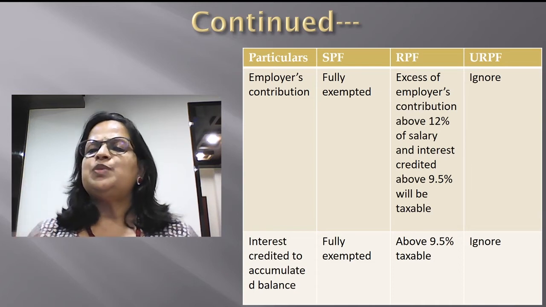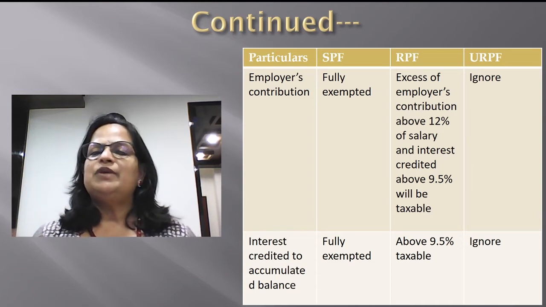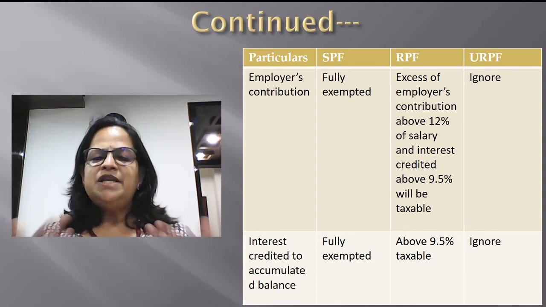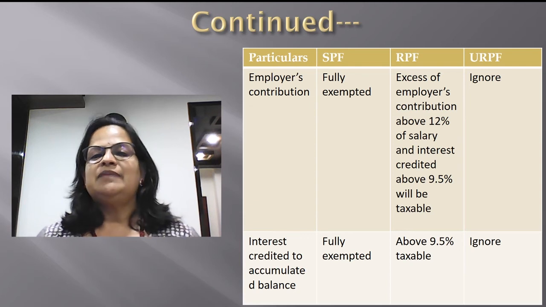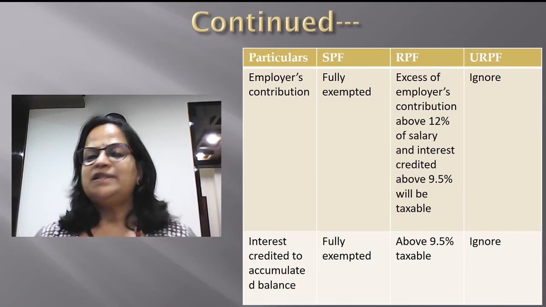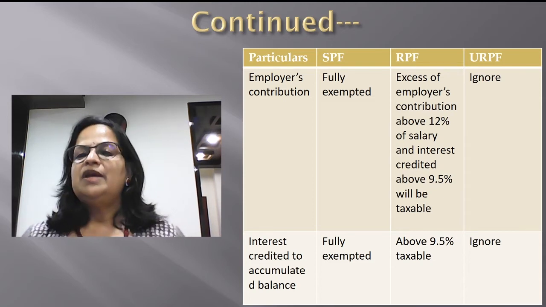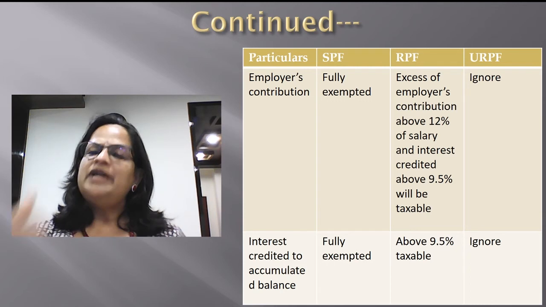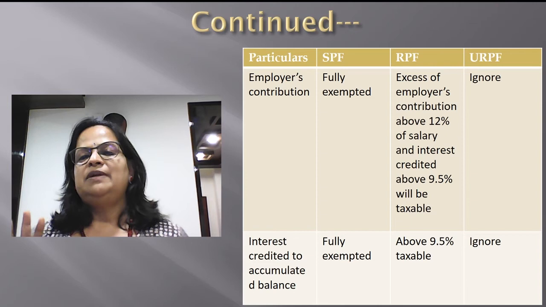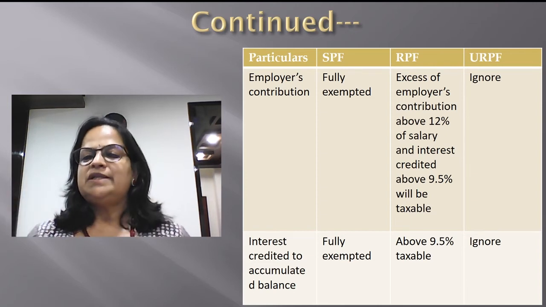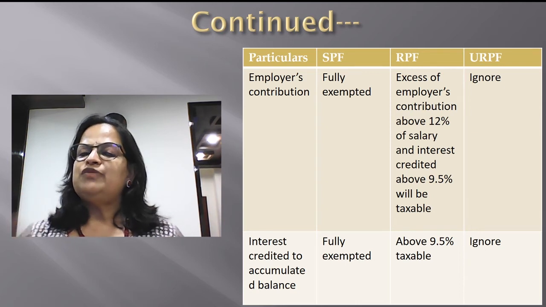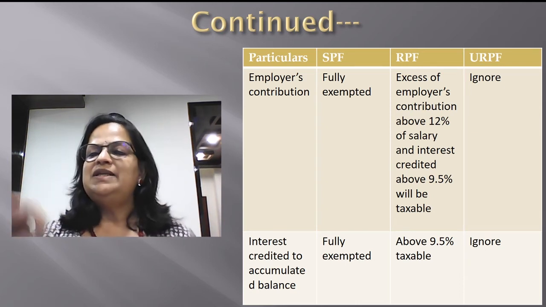Now unrecognized provident fund, you just ignore that. We are not bothered about that treatment. It's not recognized. They will not get any tax exemption. Next one is interest credited to accumulated balance. Interest credited to accumulated balance in the case of statutory provident fund is fully exempted because it's provided by the government. Whereas for recognized provident fund, as I explained in the previous point, interest above 9.5% will be taxable. So I told you if the employee is getting 12%, that means 2.5% of interest will be taxable. That we will add with the salary income.